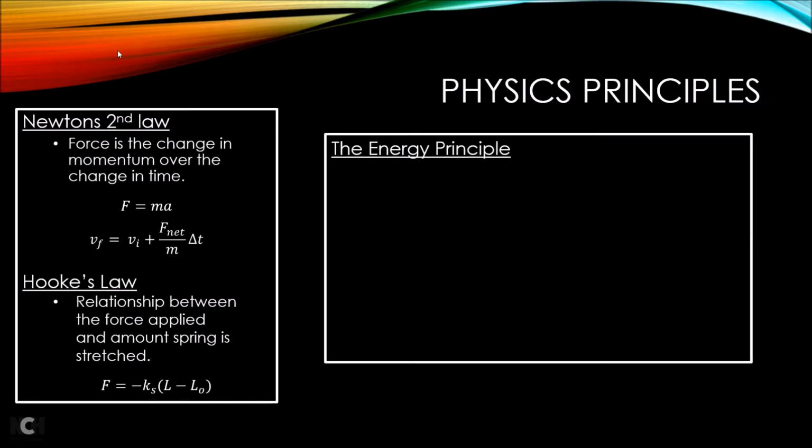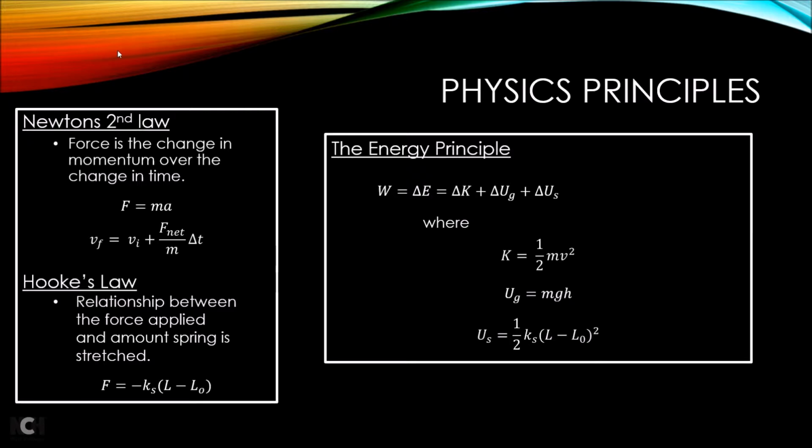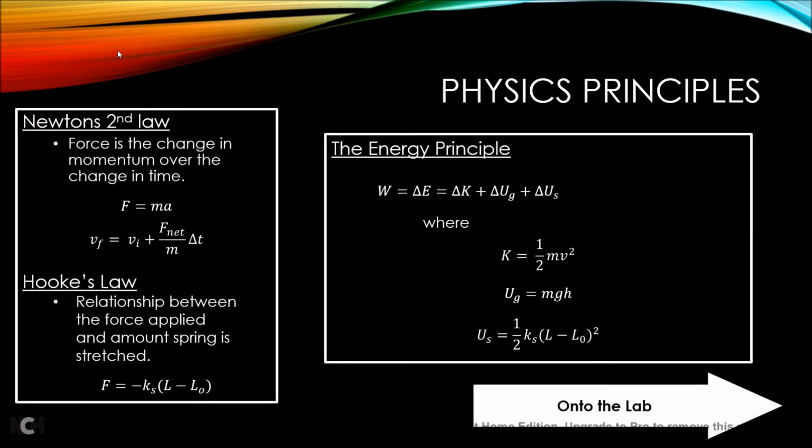And finally, in this lab, we will also be talking about the energy principle, which states that the total amount of work is equal to the change in energy, which is equal to the change in kinetic energy plus the change in potential gravitational and potential spring energy, where kinetic energy is equal to 1/2 mass times velocity squared, potential gravitational energy is equal to mass times gravity times the height of the object, and potential spring energy equals 1/2 the spring constant times the change in spring's position squared. And now on to the lab.